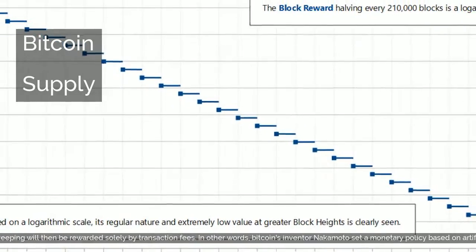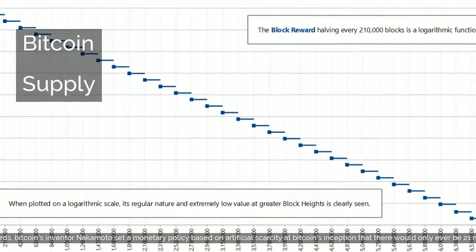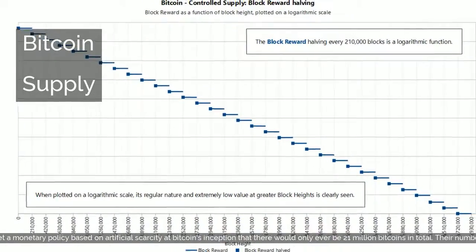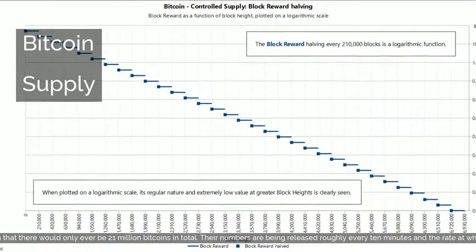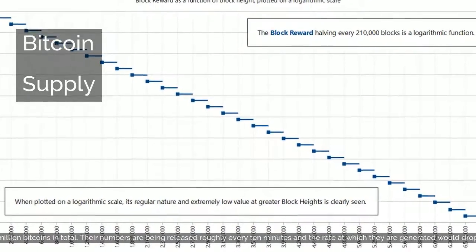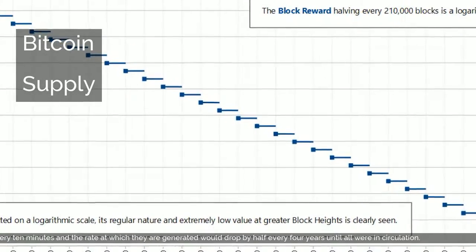In other words, Bitcoin's inventor Nakamoto set a monetary policy based on artificial scarcity at Bitcoin's inception, that there would only ever be 21 million Bitcoins in total. Their numbers are being released roughly every 10 minutes and the rate at which they are generated would drop by half every 4 years until all were in circulation.